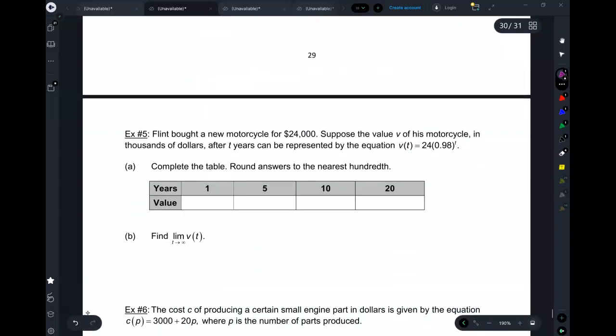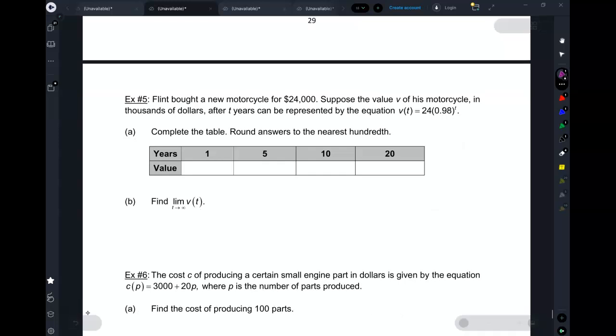Okay. So Flint bought a new motorcycle for $24,000. Can you buy a motorcycle for $24,000? Is that reasonable? Not anymore, probably. Well, maybe it's more like a scooter, a moped. I don't know how much motorcycles are. I'm assuming surely not a Harley Davidson. Come on. Okay, no, we're not looking it up now.